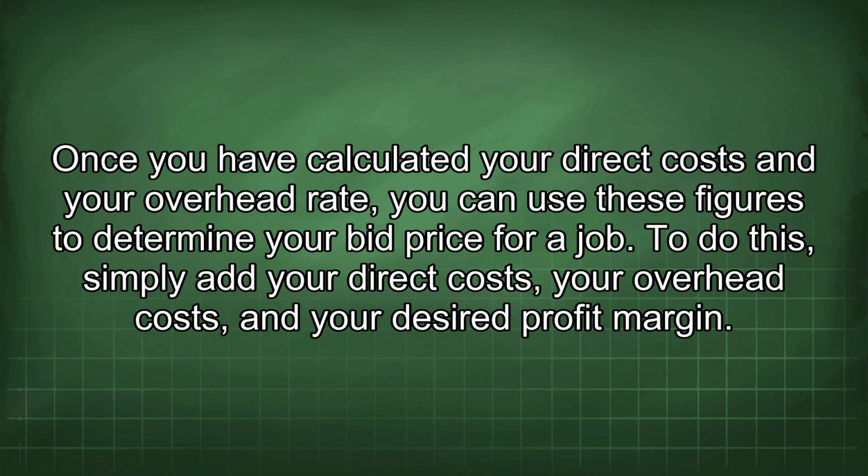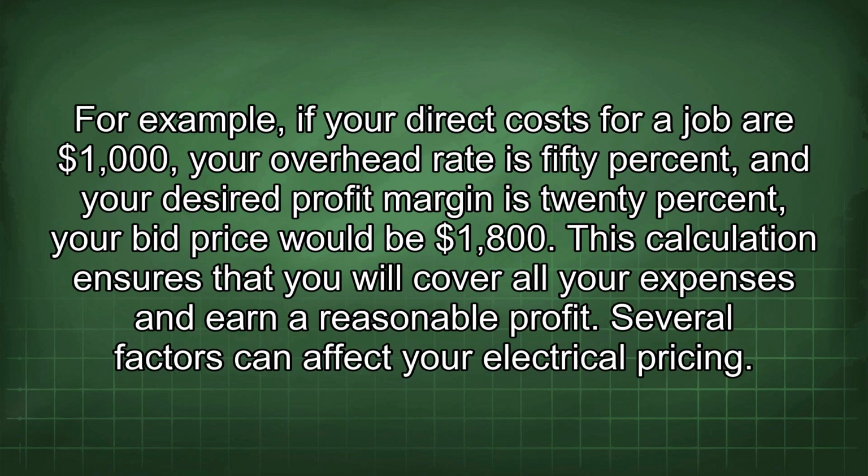Once you have calculated your direct costs and your overhead rate, you can use these figures to determine your bid price for a job. To do this, simply add your direct costs, your overhead costs, and your desired profit margin. For example, if your direct costs for a job are $1,000, your overhead rate is 50%, and your desired profit margin is 20%, your bid price would be $1,800. This calculation ensures that you will cover all your expenses and earn a reasonable profit.